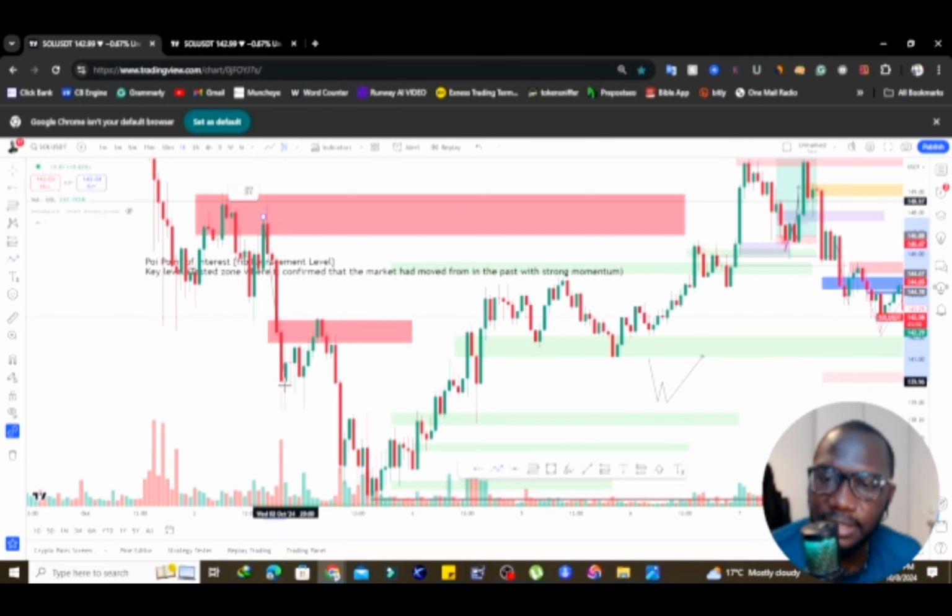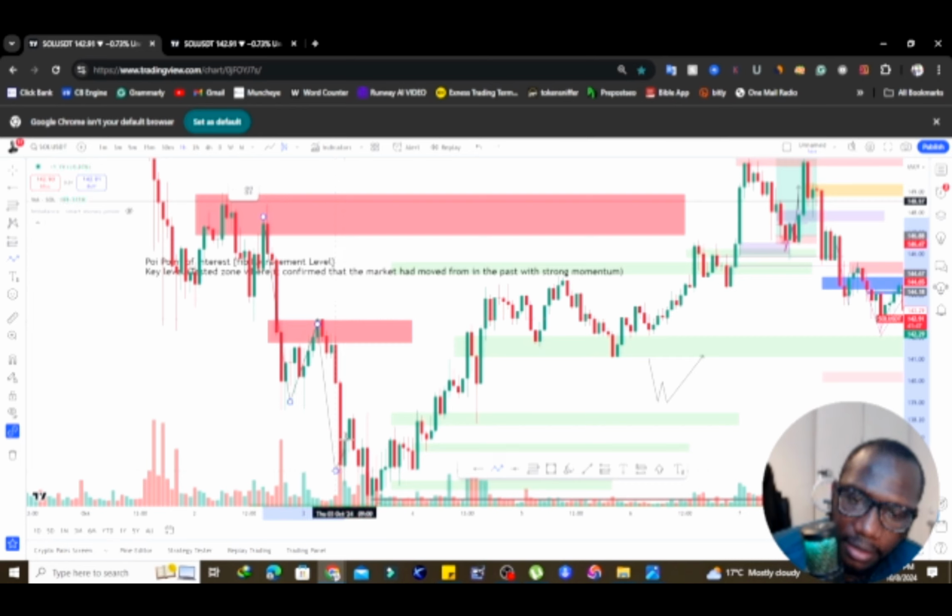Now from here, this is a valid pullback. Then the market comes down more here. This is a valid pullback, then the market comes here. Now this is a range. So after this range, this is the next move for me based on my understanding of market structure.